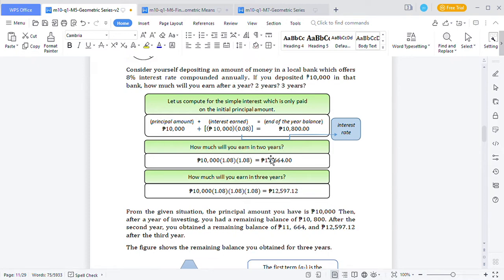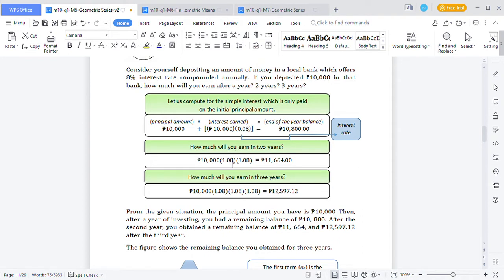So, what you do is multiply 1.08 and 1.08. In the first year, of course, you multiply by 1.08 if you are using compound interest. But when it comes to 2 years, you use 1.08 twice.